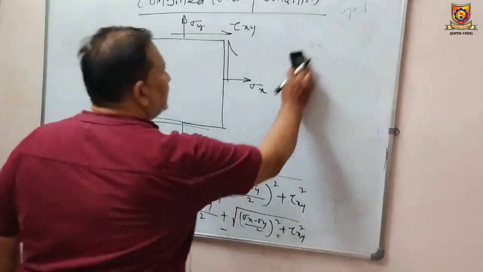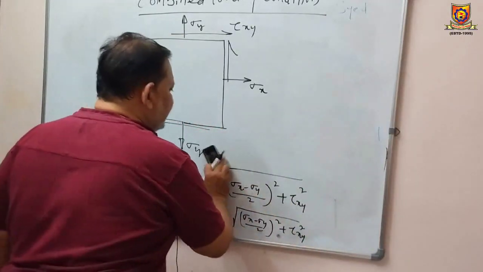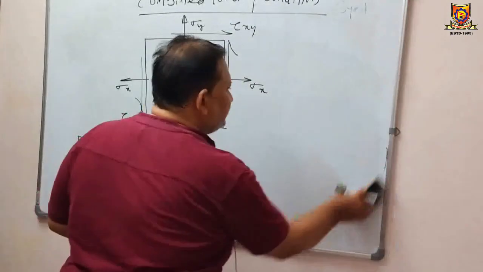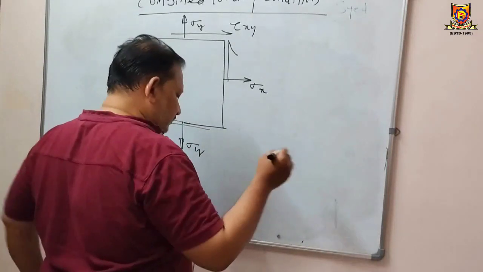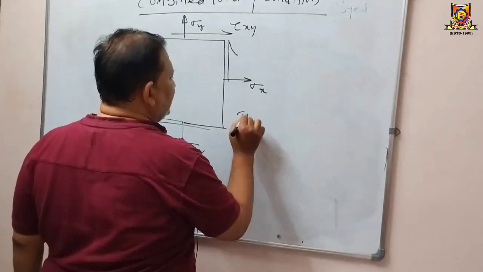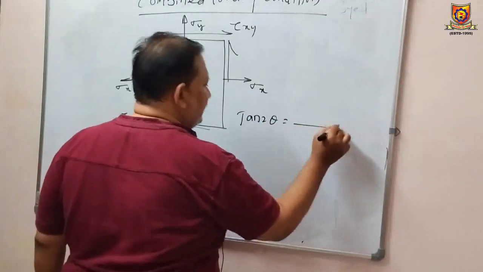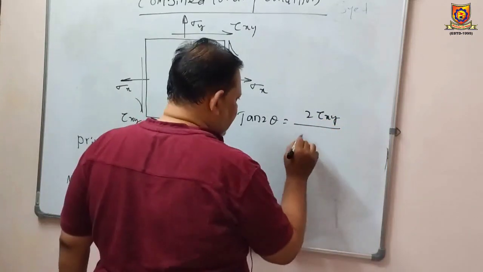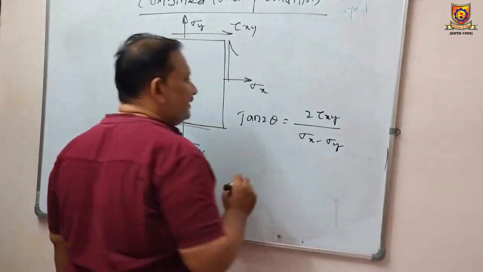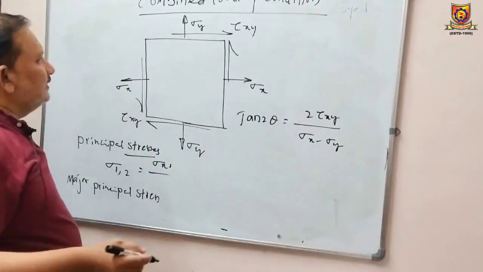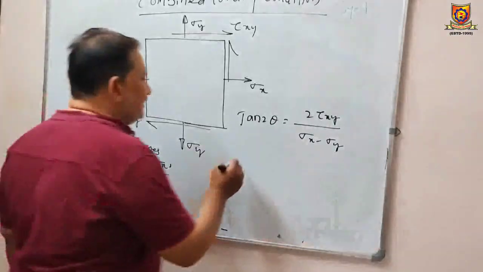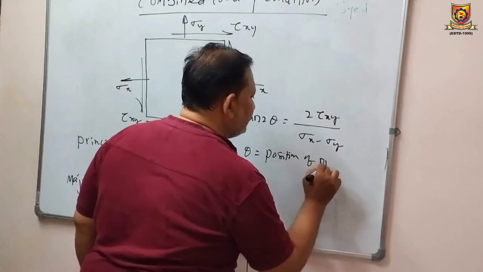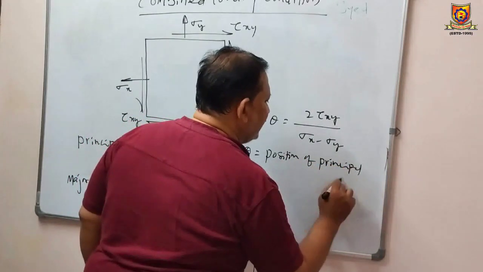But where is this maximum principal stress going to act? How to locate the position of the principal planes? The principal planes can be calculated using this relation, that is tan 2 theta is equal to 2 tau xy by sigma x minus sigma y. With this we can calculate theta. This gives the position of the principal plane.